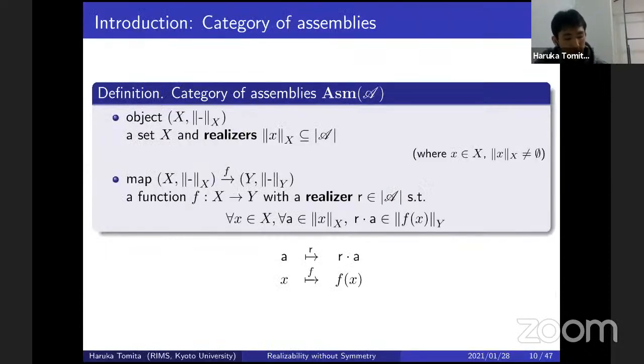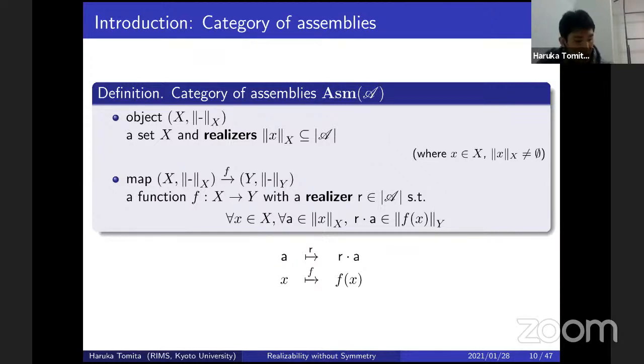From an applicative structure A, we construct a category ASM(A). An object is a pair of a set and a function assigning each element small x to a non-empty subset of A. We call the elements of this non-empty subset realizers of small x. A map is a function with a condition. The condition is that there exists an element R such that any term obtained by applying R to a realizer of small x is in the realizer of f(x). The result of the application of f and x is calculated by their realizers. That's why we call the category ASM(A) a computable universe.